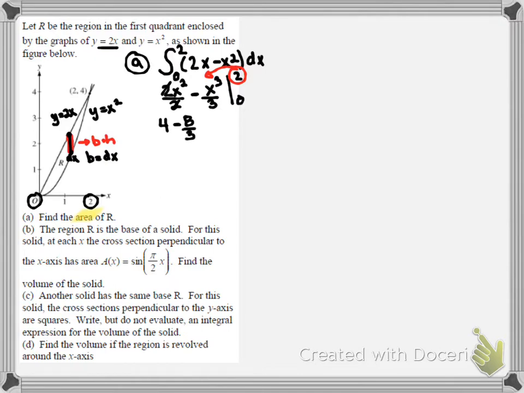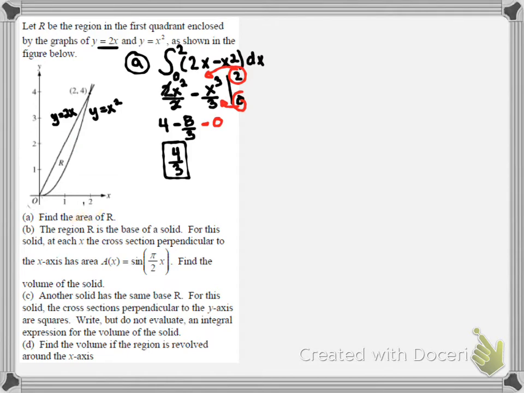You need to be very careful. You always need to substitute the 0. In this case, when I substitute the 0, they're both going to be 0. So 4 minus 8 thirds would give me 4 thirds. So my area would be 4 thirds.